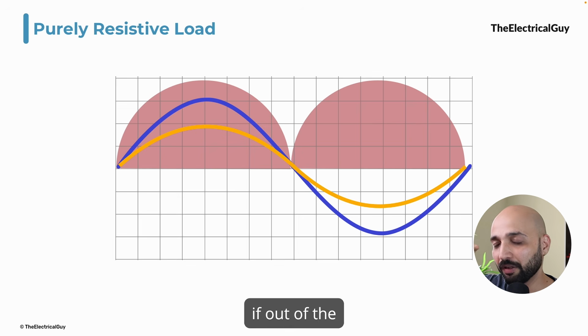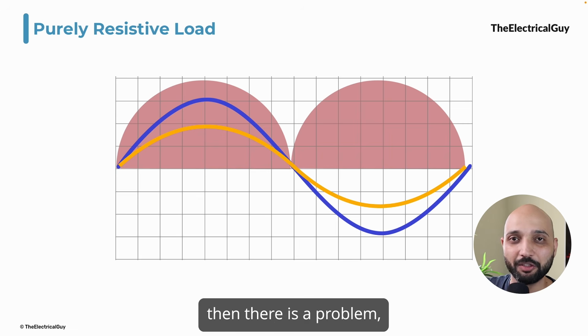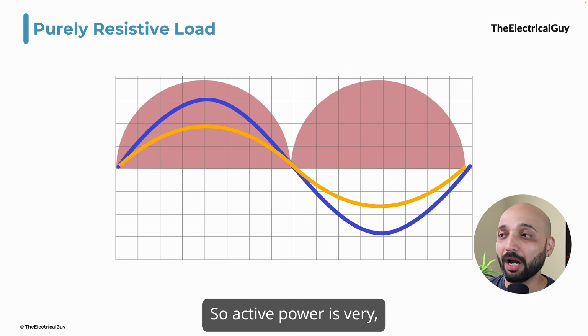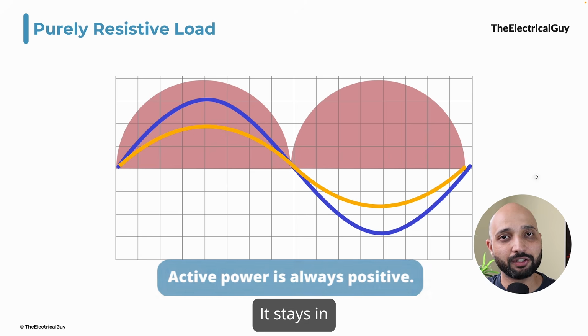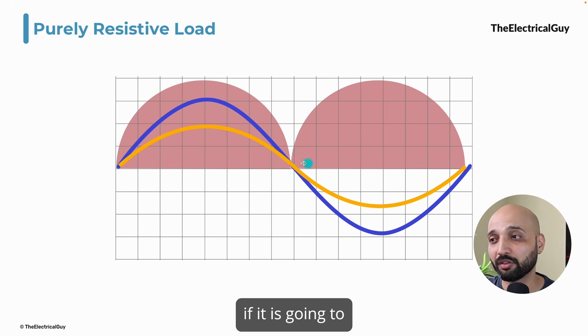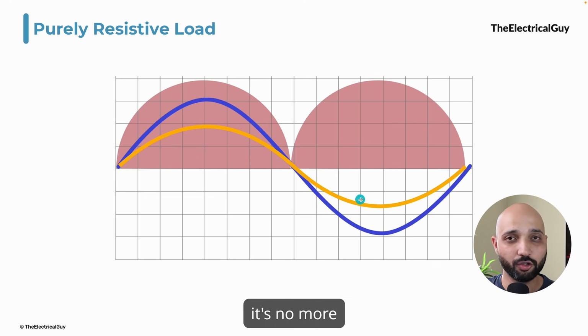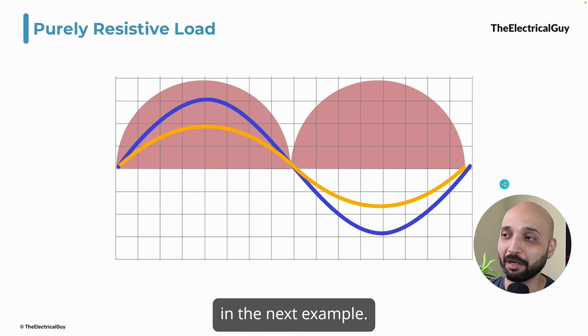But if, out of the total power, active power is very limited, then there is a problem, right? So active power is very, very important. What is the main characteristic of that? It stays on the positive side always, no matter what. If it is not positive, if it is going to the negative side, it's no more the active power. What is that? That we will understand in the next example.